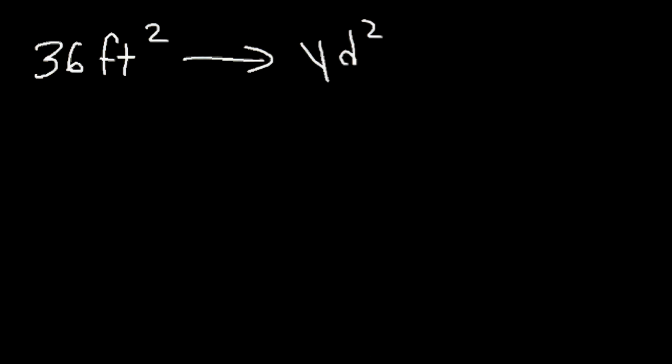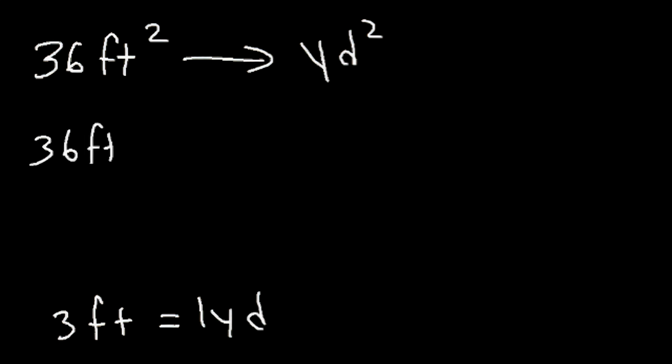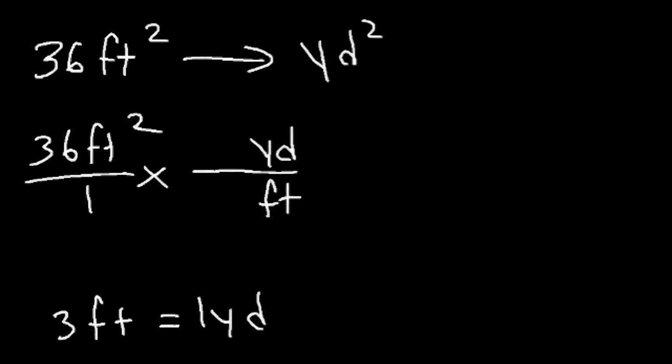Now let's say if you have a unit of area, for example 36 square feet, how can you convert it into square yards? What can we do? So we know the conversion factor, there's 3 feet in a yard. So always start with what you're given. Now in the next fraction, we need to put feet on the bottom, yards on top.